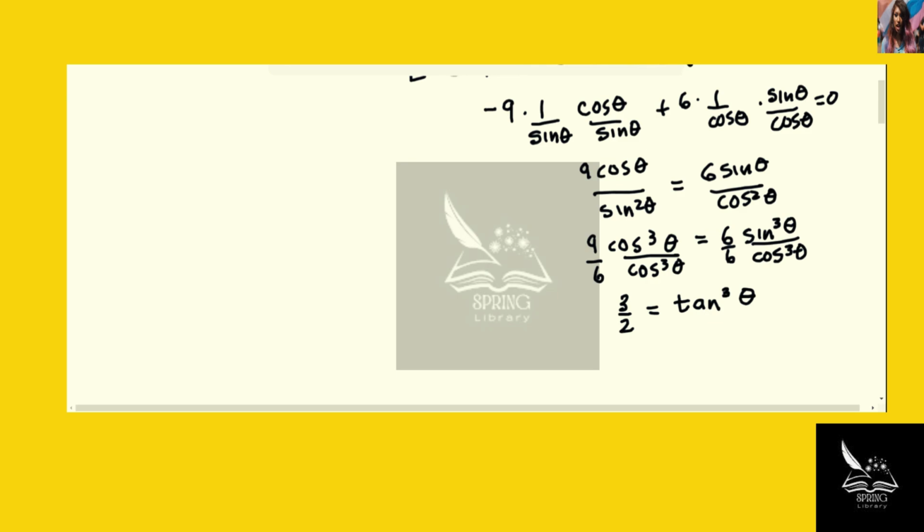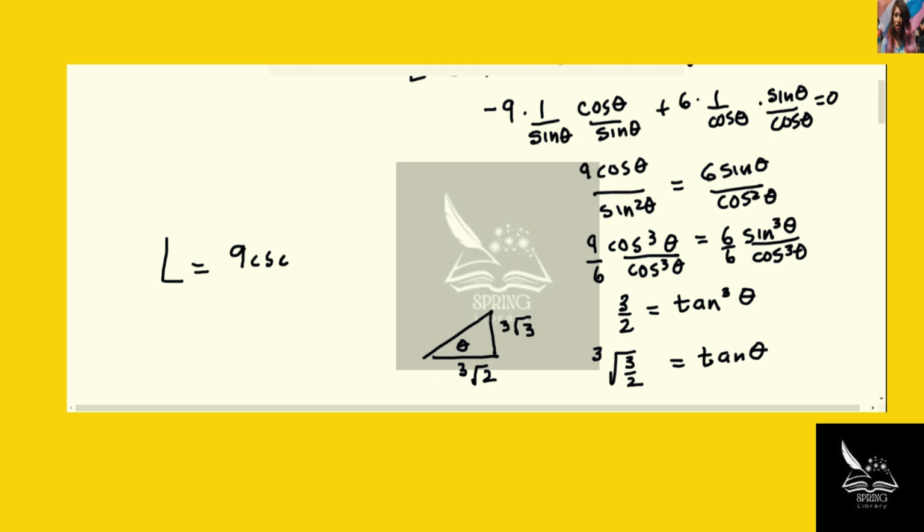Then I need to take the cube root of 3/2, which equals the tangent of theta. So here's a picture of theta now. Opposite side cube root of 3, adjacent side cube root of 2. Remember our formula for the length was 9 cosecant theta plus 6 secant theta. We don't actually have to find out what theta is, we'll just use this picture.